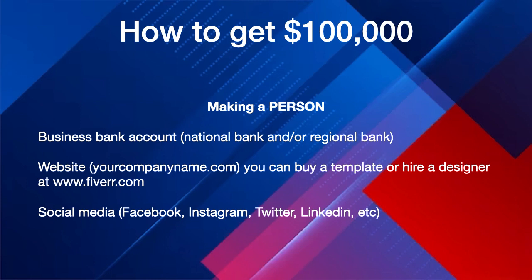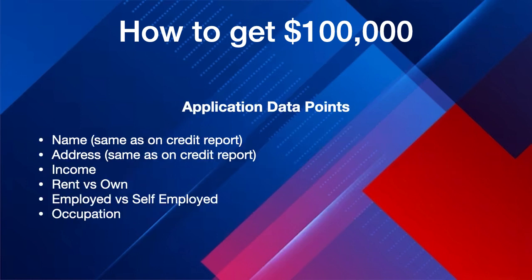You're not just something that popped up out of thin air. All right, this is going to be very important. Application data points. These are going to pertain to personal information. The name that you put on the application needs to match the name on your credit report. Also, the address that you put on needs to match the address on your credit report. If those things are different, those can be seen as a red flag.